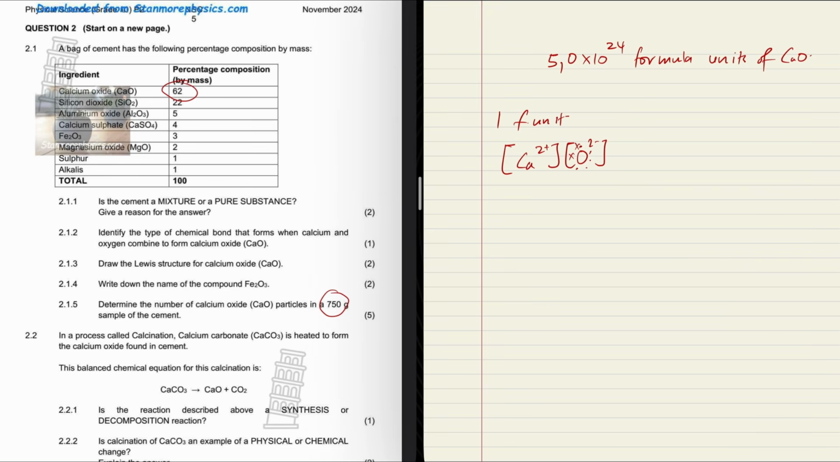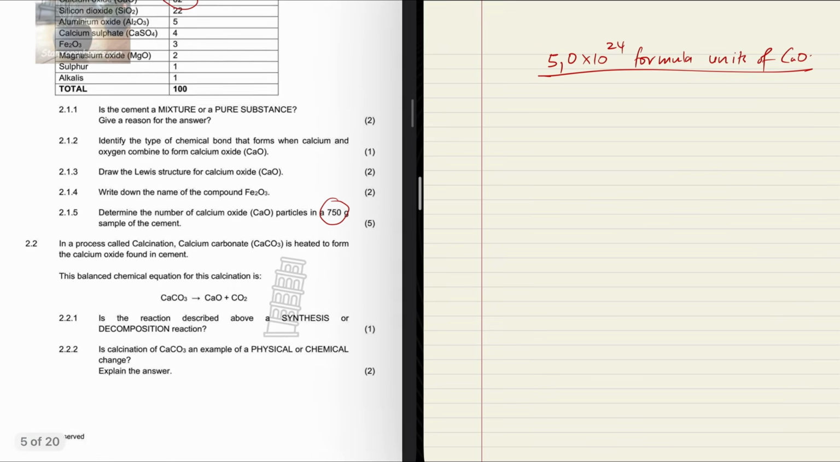So that's one formula unit. So one formula unit has one atom of oxygen. Oh, the question is asking about calcium oxide particles. So that is the final answer. Formula unit, this is the final answer. We don't need to go any deeper.